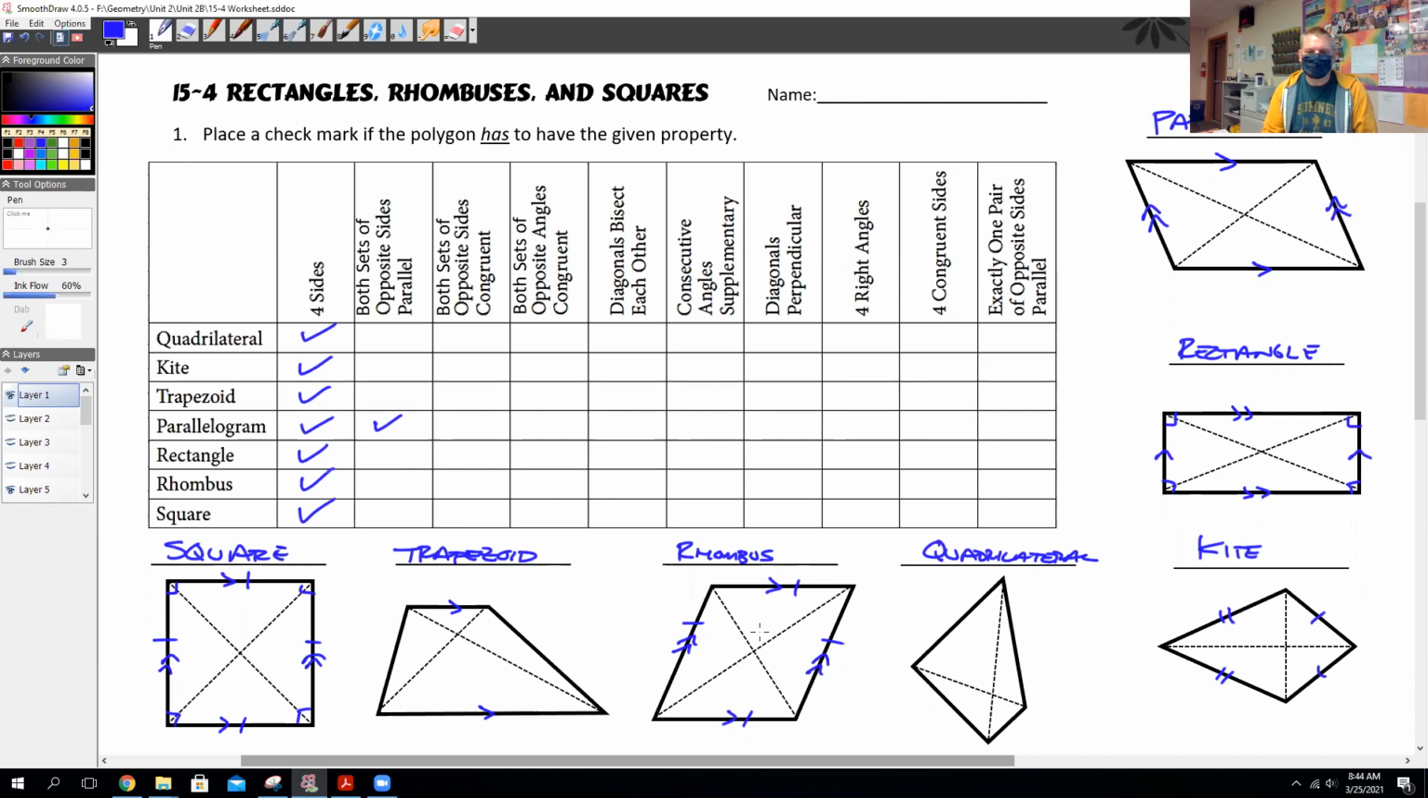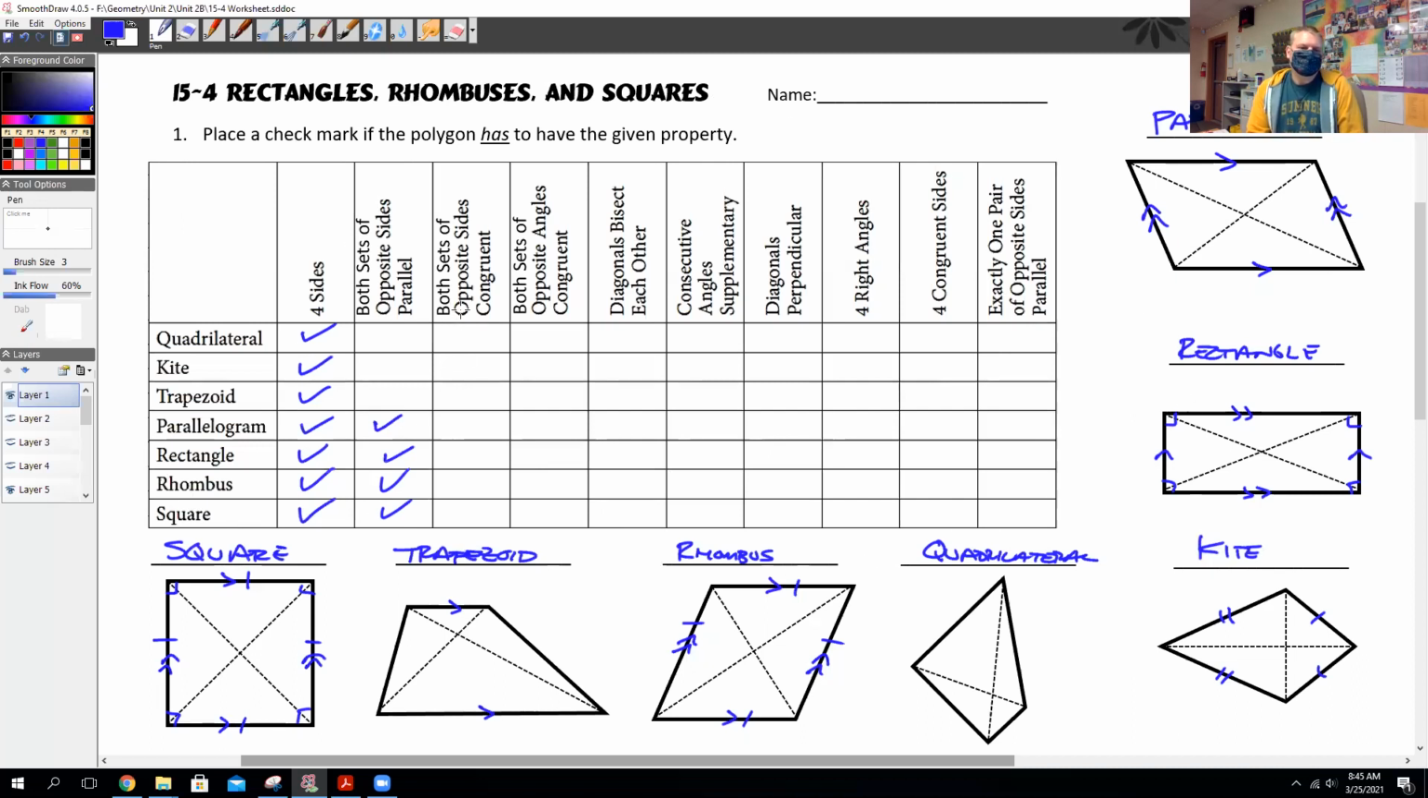Rhombus does, right? Opposite sides are both parallel. So rhombus, check. What else in here? Let's go through one at a time. How about rectangle? Yep, rectangle does. How about a kite? No. Quadrilateral? Nope. Rhombus we already talked about. Trapezoid? No, because they've got one set, but not two sets. And then square? Yep. So this is what we're doing. We're just going through and checking these off. And this here actually later on is going to be a big help to you.